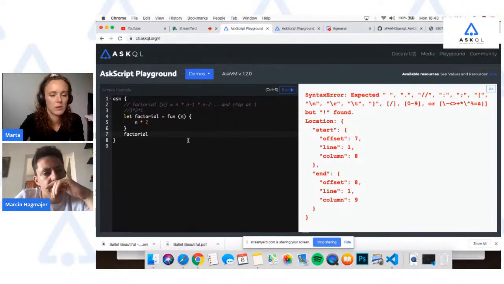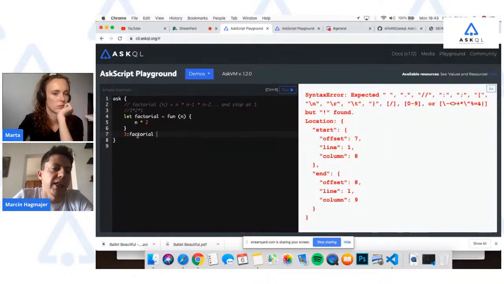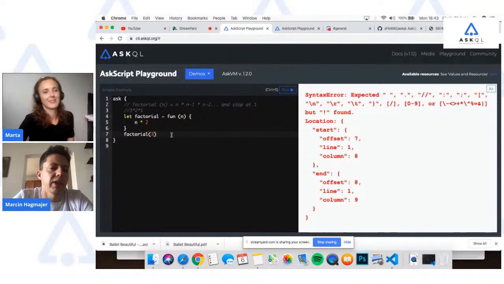How was it? Factorial of 3. Was it like this? Yes, it's a matter of style. If you feel like it makes more sense to say 3 colon factorial, you can say that, or you can say factorial and 3 in the parentheses. It's a matter of what language you like. It can go both ways.